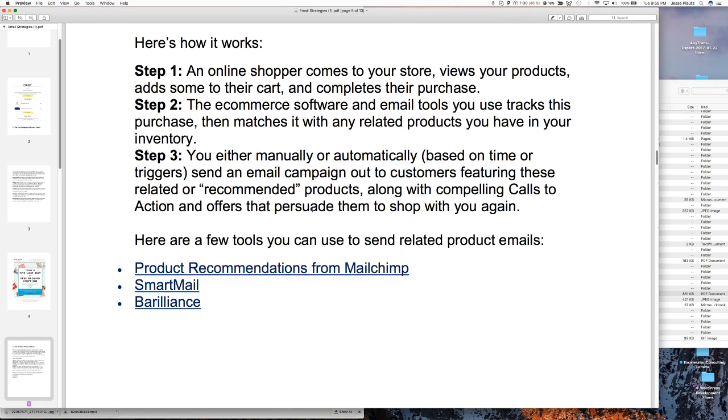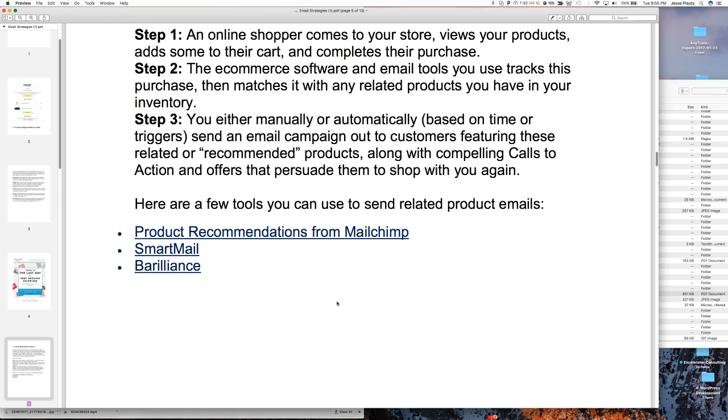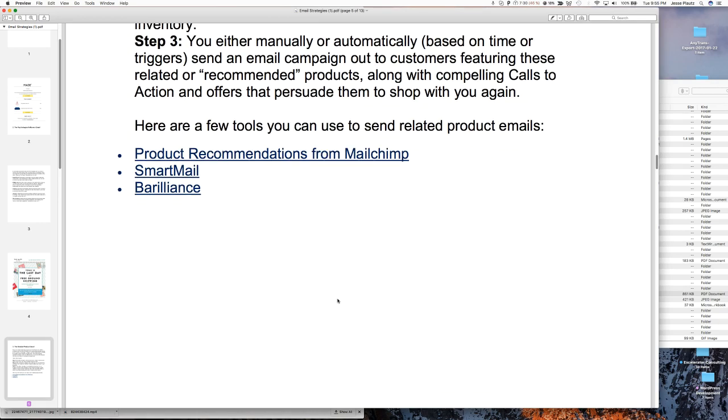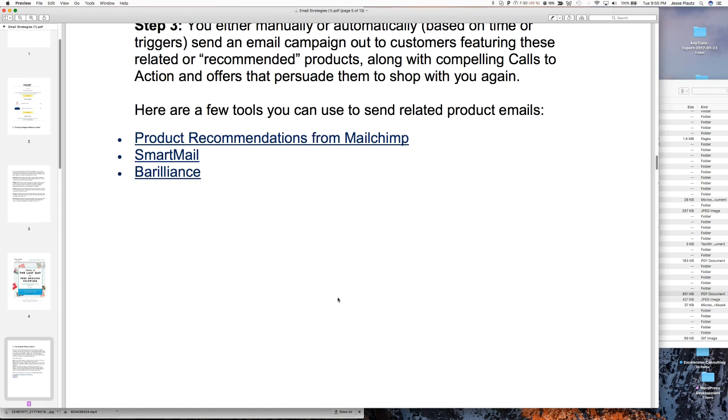The scenario is: an online shopper comes to your store, views your products, adds them to cart, and completes their purchase. Either the email software or you personally go through, track the purchase, and match it with any related products you have in your inventory. And you can either manually or automatically send the email out, recommending related products.